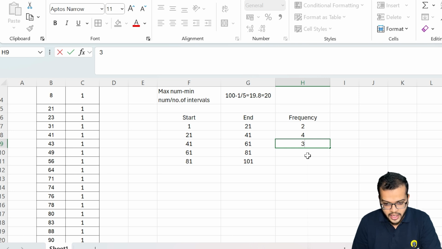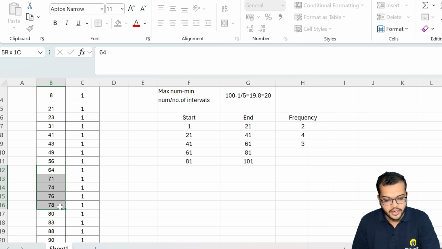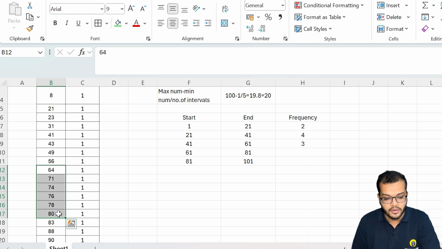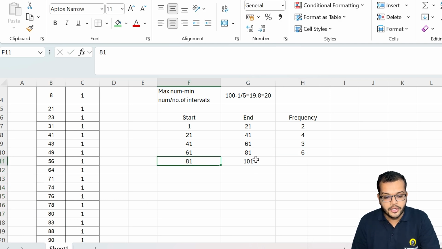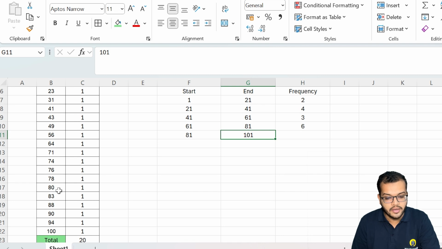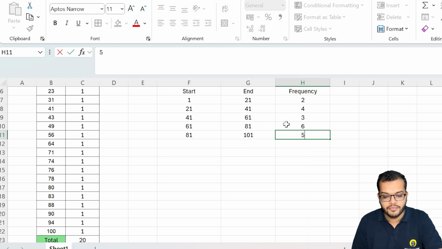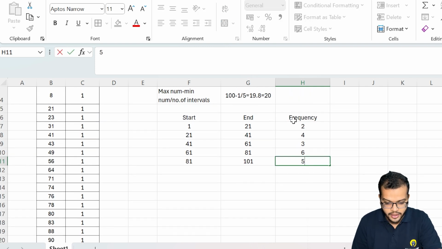Again 61 to 81, if we consider 1, 2, 3, 4, 5, 6. Because it is 80, we are counting up to 81. So we are considering 6 here. Again 81 to 101, starting from here, 1, 2, 3, 4, 5. We have 5. After 100, it's 101, right? So 5. This is the frequency that I have.